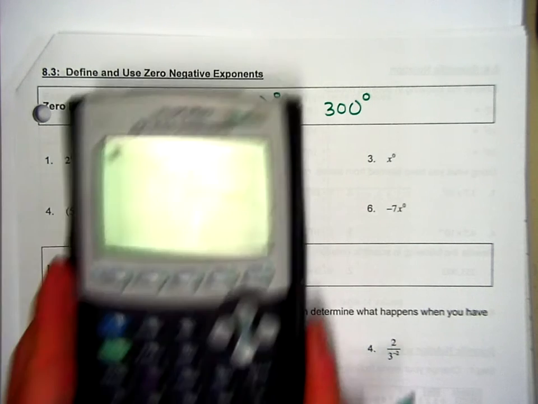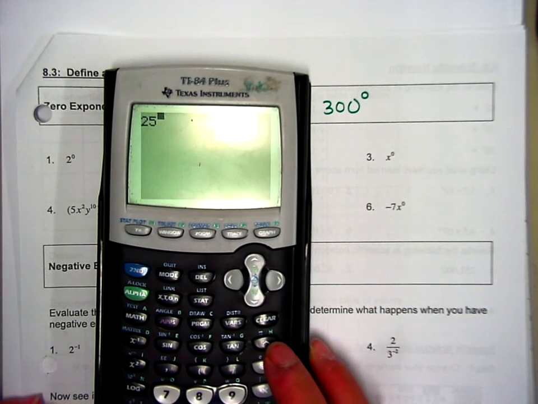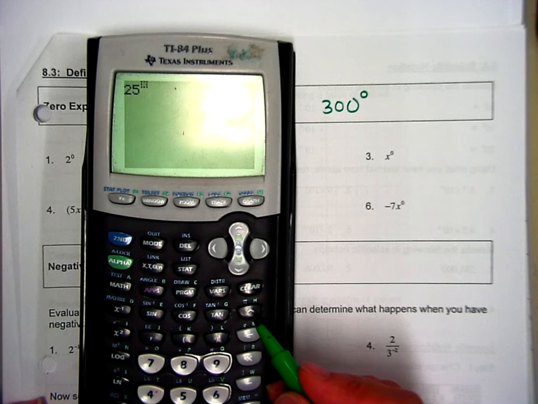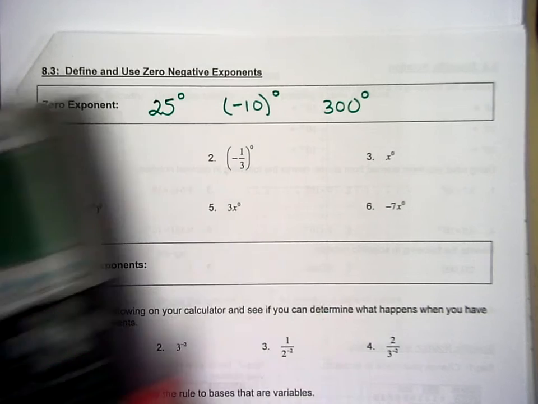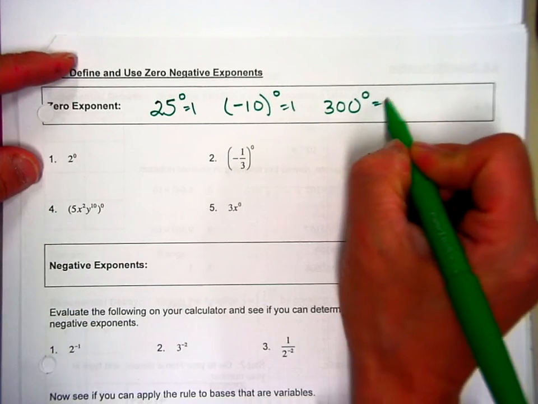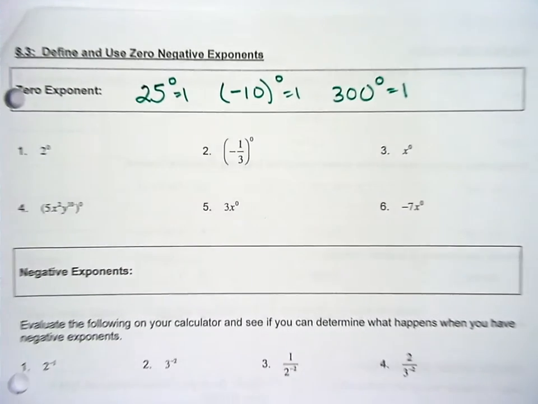So I'll just do the first one. So 25, this button right here above the division sign, it's called a caret key. That's your exponent. So 25 to the 0 is 1, and you should have noticed that all of these were equal to 1. So the rule is anything to the 0 power is always 1. So let's go through and apply it to all of these.